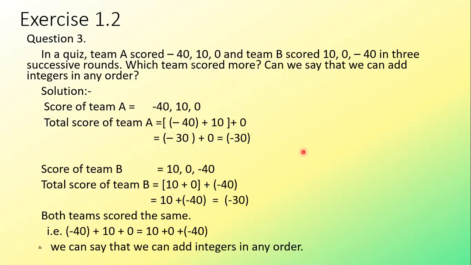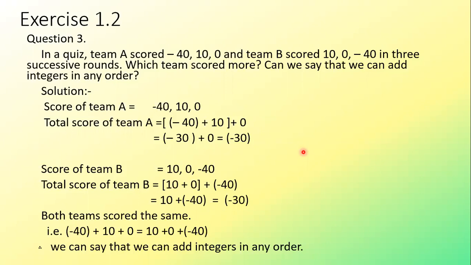Okay, the score of team A and B are given. What is the score of team A? Minus 40, 10 and 0. We will find the total score of team A. For finding total score, we will add the 3 integers. And here 3 numbers are there. So first I am adding the first 2 integers. That is minus 40 and 10.